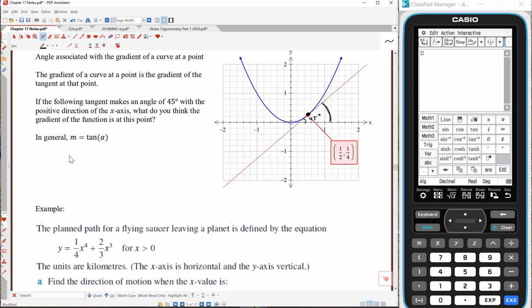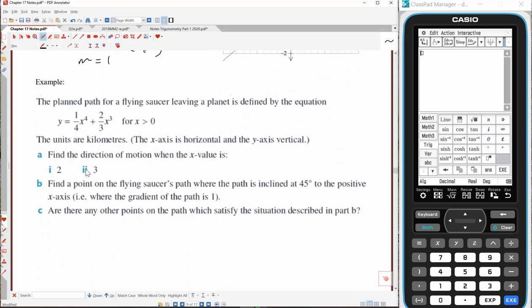Well, let's do it. m equals tan theta, where theta in this case is 45. Now that we know circular functions, let's write that as pi on 4. What's the tan of pi on 4? That's 1. So what I'm expecting is that the gradient at this particular point will be equal to 1. Let's apply it.